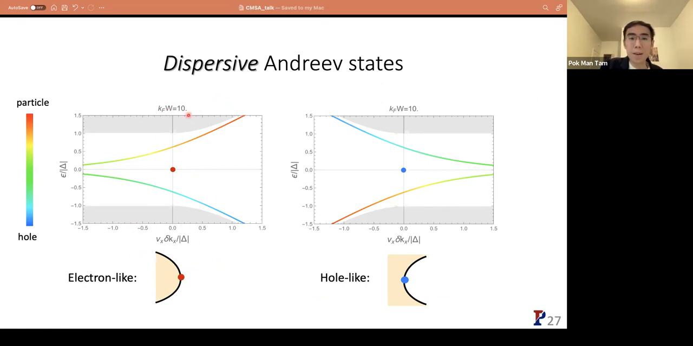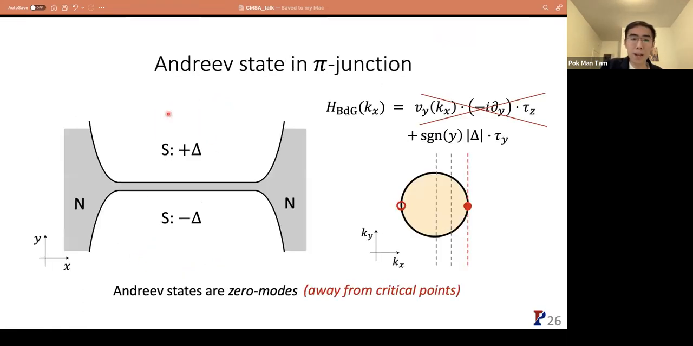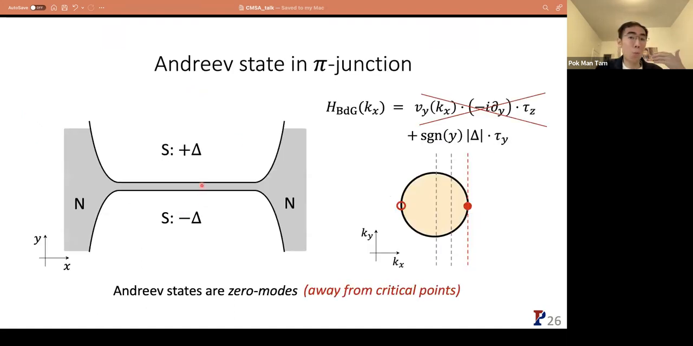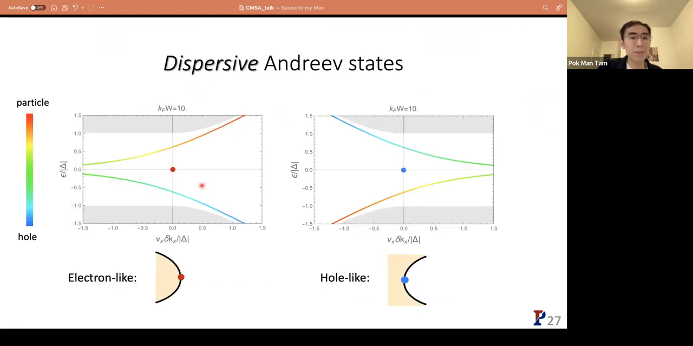So here I've chosen W. W is the width of my junction, the separation of the two SN interfaces. I've chosen it to be small. You can actually choose it to be 0 and you get basically the same shape. Basically, for a very short, narrow junction, you will have one Andreev state per critical point.